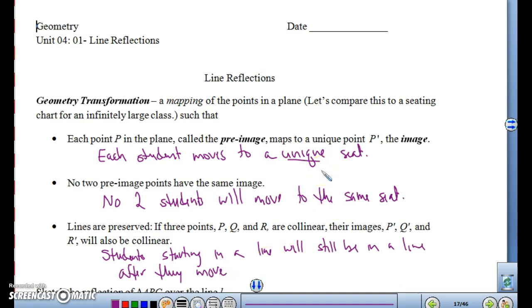So, when you are doing a transformation, every point on your figure that you are moving, whether it's a segment, a polygon, whatever it happens to be, will move to a unique new point. And they will all move the same way in the same direction.